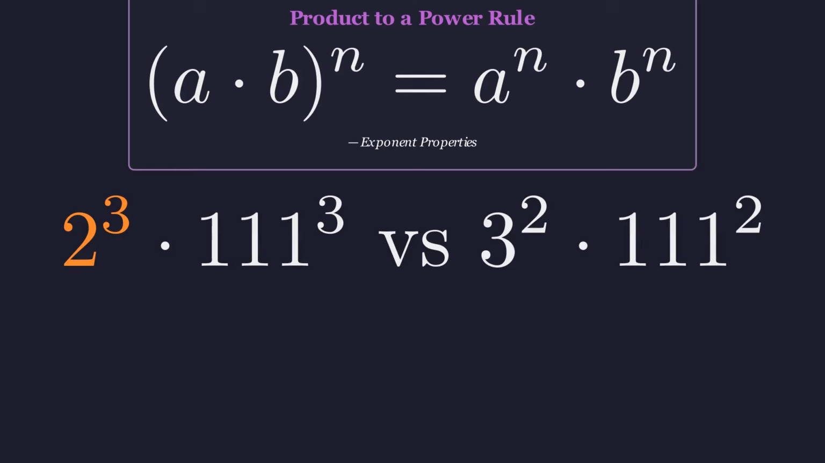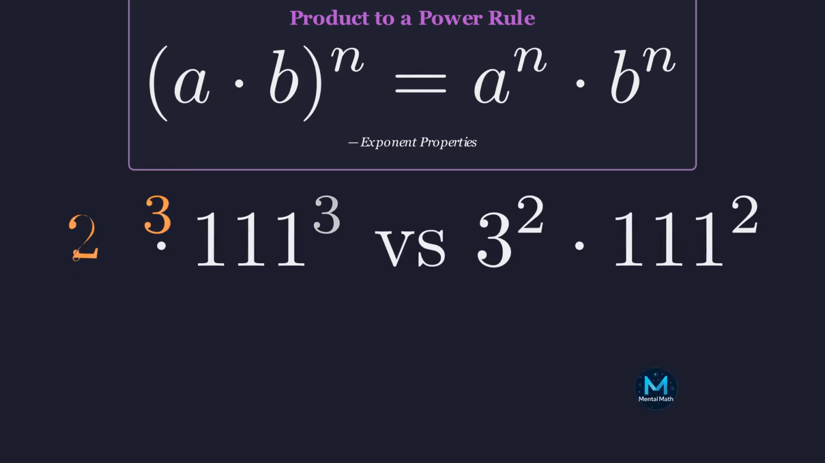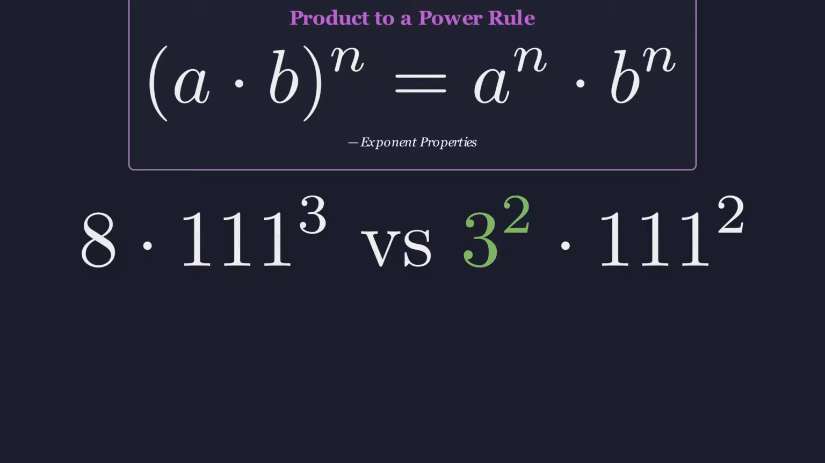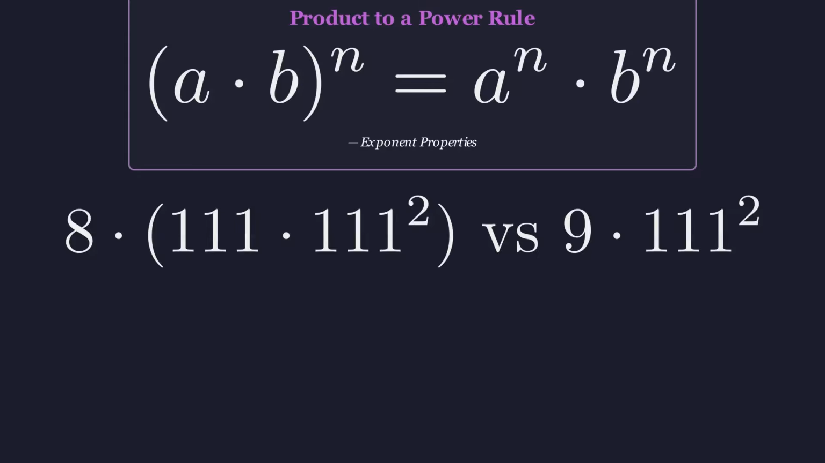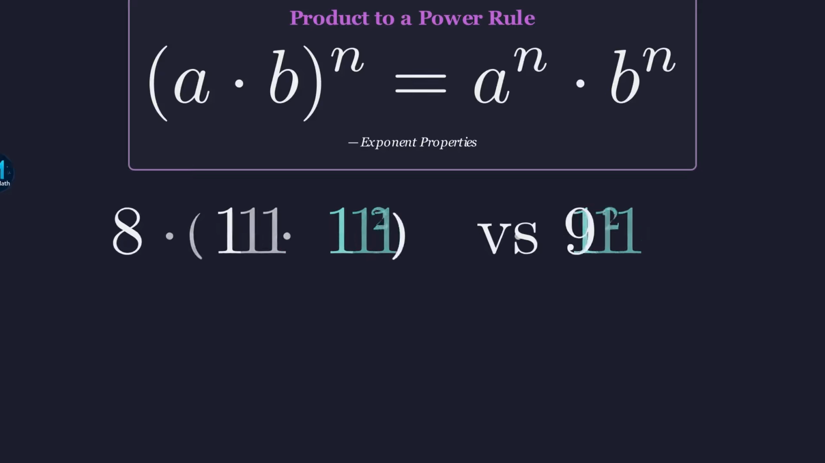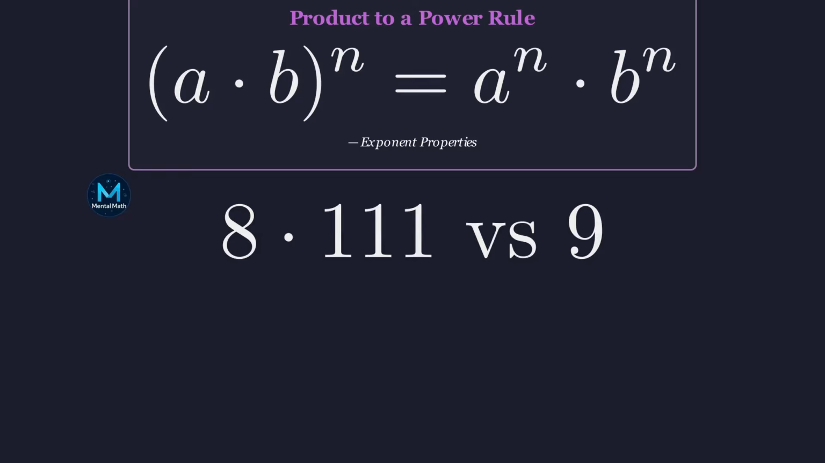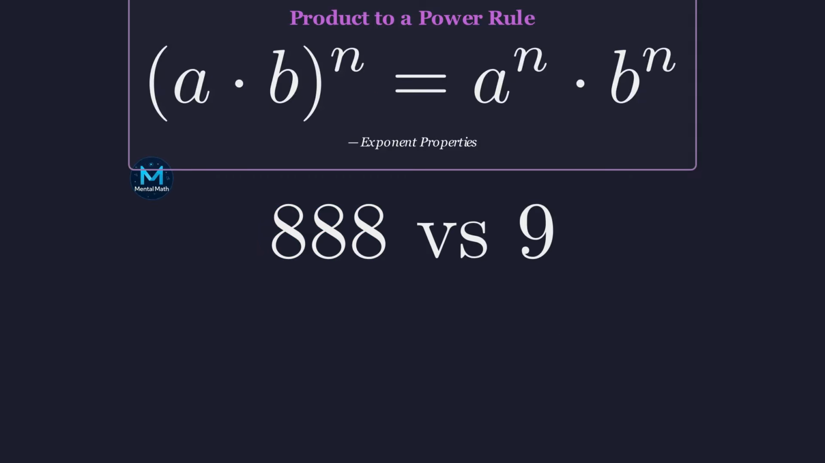Let's evaluate the simple powers, starting with 2 cubed. 2 cubed equals 8. Next, let's evaluate 3 squared, and 3 squared equals 9. To simplify further, we can break down 111 cubed to isolate the common factor. We can rewrite 111 cubed as 111 times 111 squared. Now we have a common factor on both sides. Since it's positive, we can cancel it without changing the inequality. Canceling the common factor leaves us with a very simple comparison. The final step is just this multiplication. 8 times 111 is 888, and the comparison is now obvious.